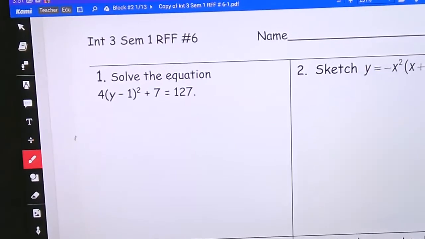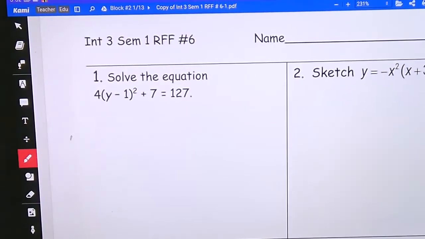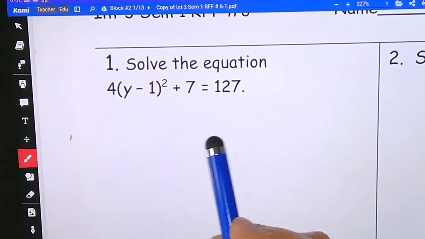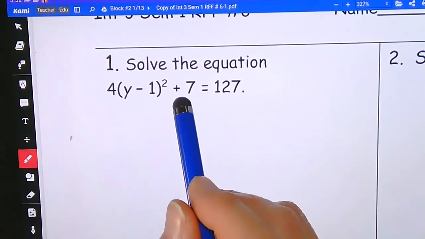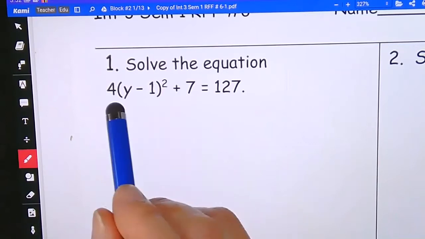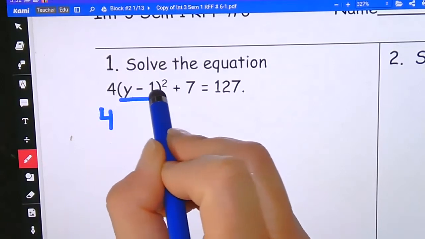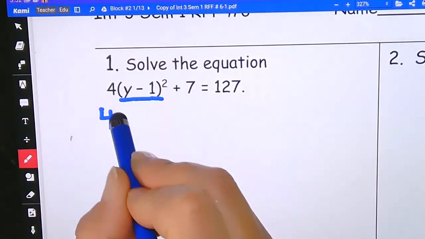So this video is on our homework, RFF number 6, again, review for final exam number 6. So on this first problem, we want to solve for y. The very first thing I'm going to do is subtract the 7, then divide by the 4 to get the (y minus 1) squared by itself.